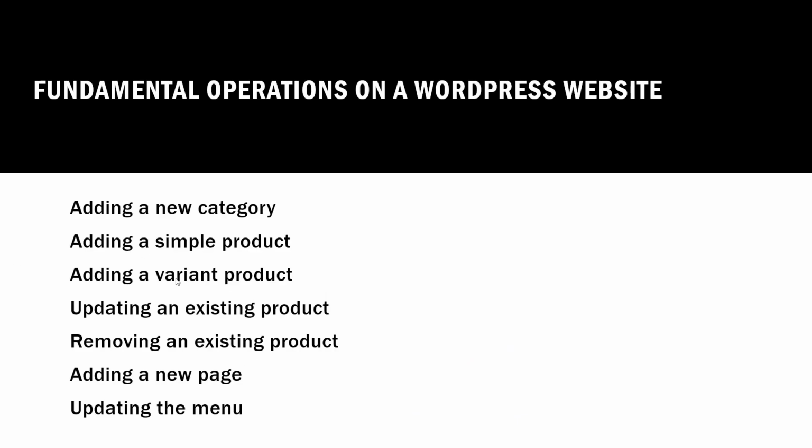Now in this section, we are going to look at how to add a variant or variable product. What is a variable product? Some products we can sell by size, small, medium, large, XL, XXL, or maybe we're selling by colors, blue, green, white. That's called a variable product, when a product has different variants. So let's have a look at this one now.